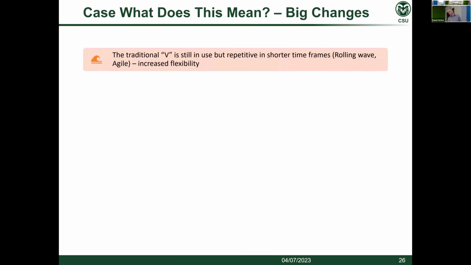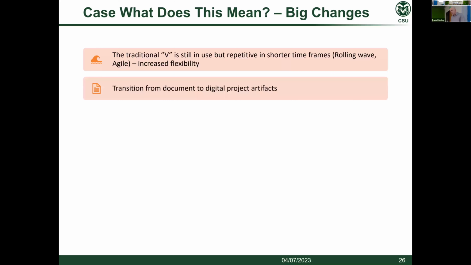Okay, so what does this mean? Well, there is the potential for big changes here. So the traditional systems engineering V is still in use, but it might be more repetitive and in shorter time frames, thinking of things like rolling wave or agile perspectives here. That increases flexibility, the ability to adapt the development processes to changing goals, changing needs. Also, we can potentially do more effective development where we're not waiting so long to understand if something needs to be updated. Another major aspect here, hopefully pretty self-evident from the definitions and the aims that we've been putting forth, is that we'd be transitioning away from a more document-centric approach to more digital project artifacts or more model-centered artifacts.